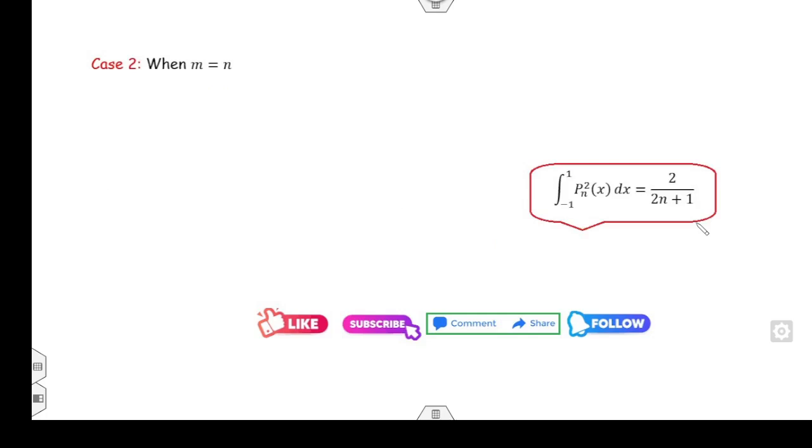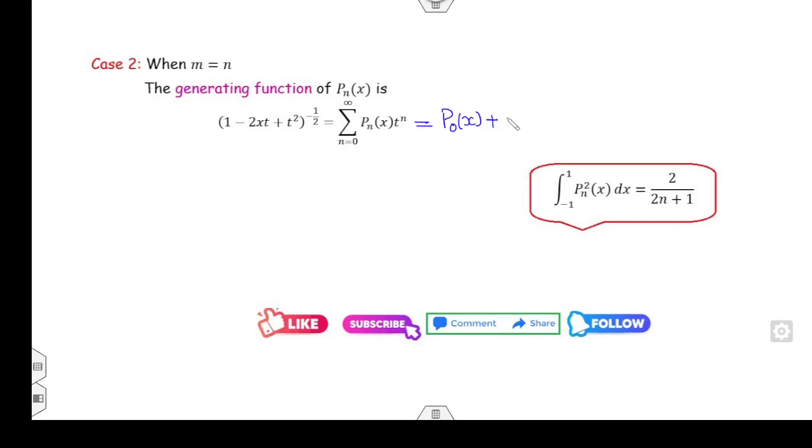Second part: whenever m is equal to n, your target is to prove this expression. Fine. So again very simple, I can start from the generating function of the Legendre polynomial. Let's open the bracket: P0(x) plus P1(x) into t plus P2 and so on. Now what do you need? The square. So I can put squaring on both sides. Left-hand side becomes (1 minus 2xt plus t square) raised to power -1, and the right-hand side you have to square.